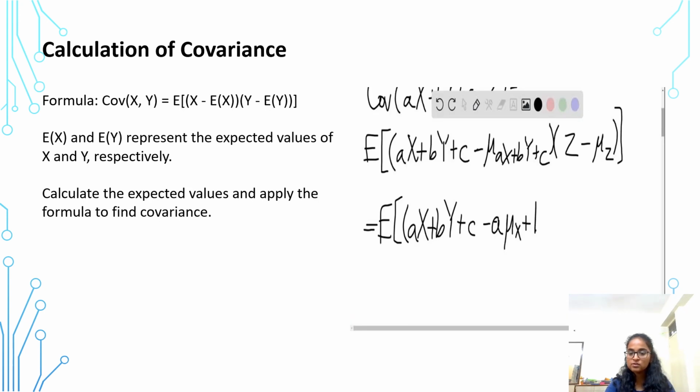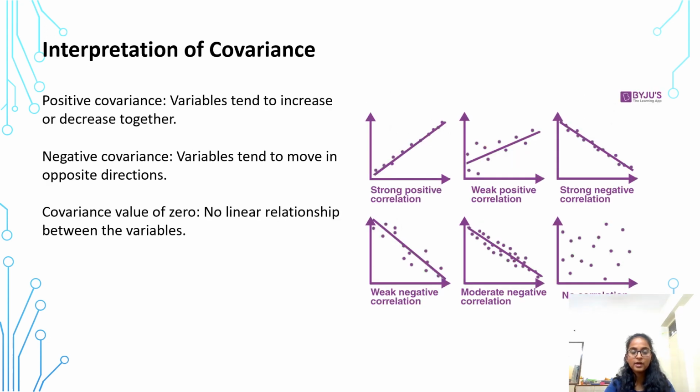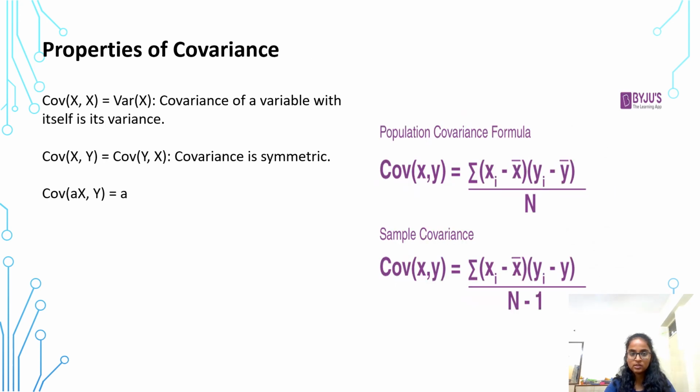The calculation for the covariance is given in this slide, where E of X and E of Y represent the expected values of X and Y respectively. As for the interpretation of covariance, with positive covariance, the variables tend to increase or decrease together. With negative covariance, the variables tend to move in opposite directions. With a covariance value of 0, there is no linear relationship between the variables.